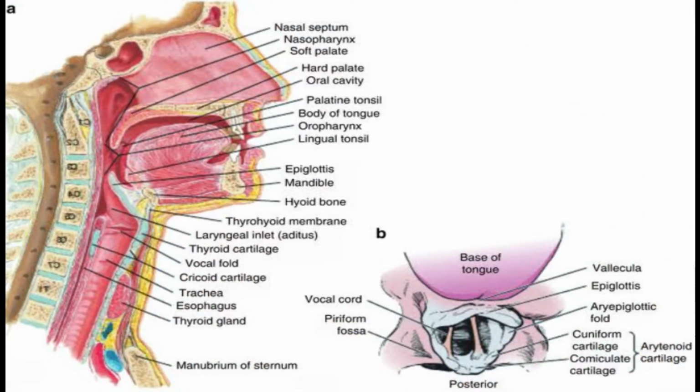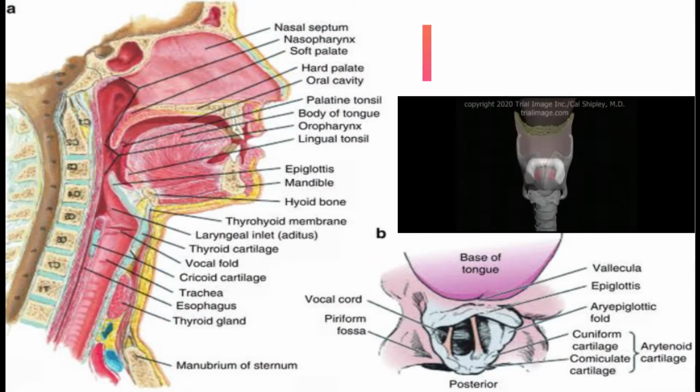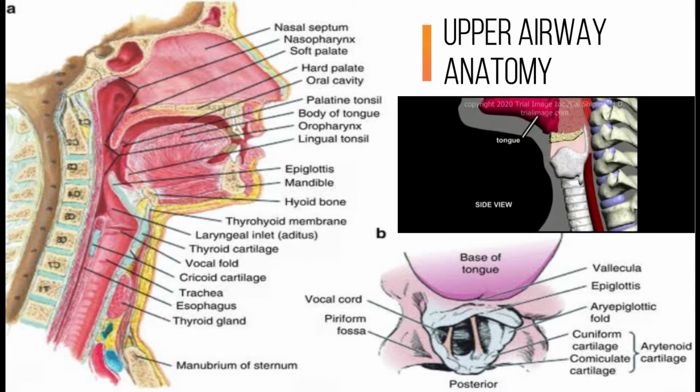Upper airway anatomy. The trachea is the major airway connecting the nose and mouth to the lungs. The larynx, also known as the voice box, consists of the vocal cords. The side view shows the root of the tongue, the trachea, and behind it lies the esophagus. A cross-section view reveals the epiglottis, which is attached to the thyroid cartilage, and posteriorly lies the cervical spine.